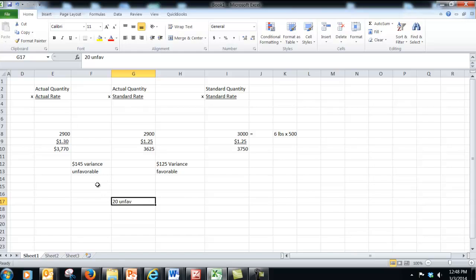And we can see here that the actual amount was actually more. $3,770 is $20 more than what the budgeted amount was. Therefore, it's unfavorable.